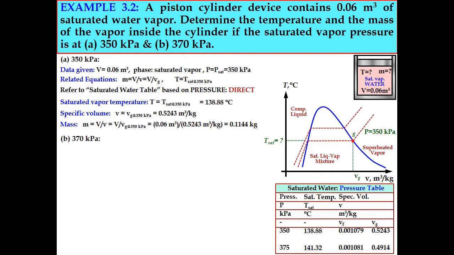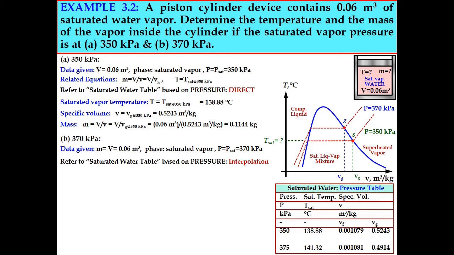Now question B, we change the value of pressure, where now the pressure is 370 kilopascal. So we need to refer to the other constant pressure line in the TV diagram, where we have P equal to 370 kilopascal. So now our new P saturated will be 370 kilopascal, the phase is still saturated vapor, and the total volume is also the same, equal to 0.06 meter cubic. So now the point we refer to is the blue color G on the TV diagram, and the specific volume also refers to the value of Vg.